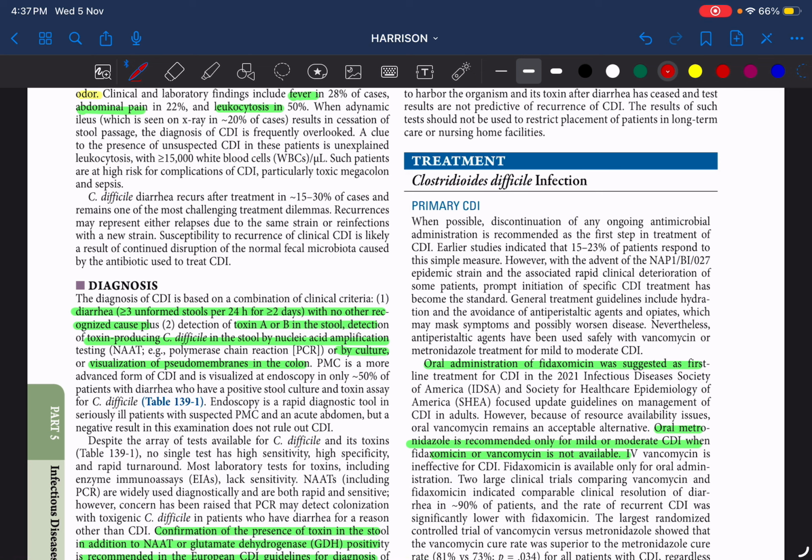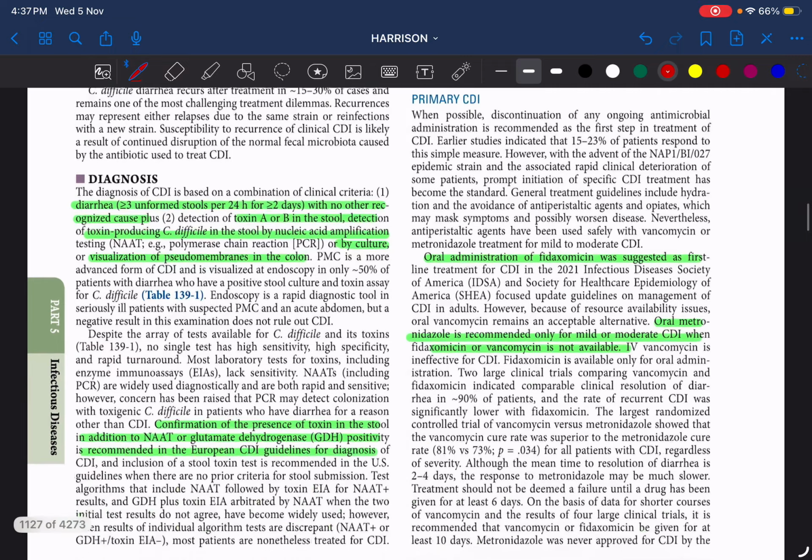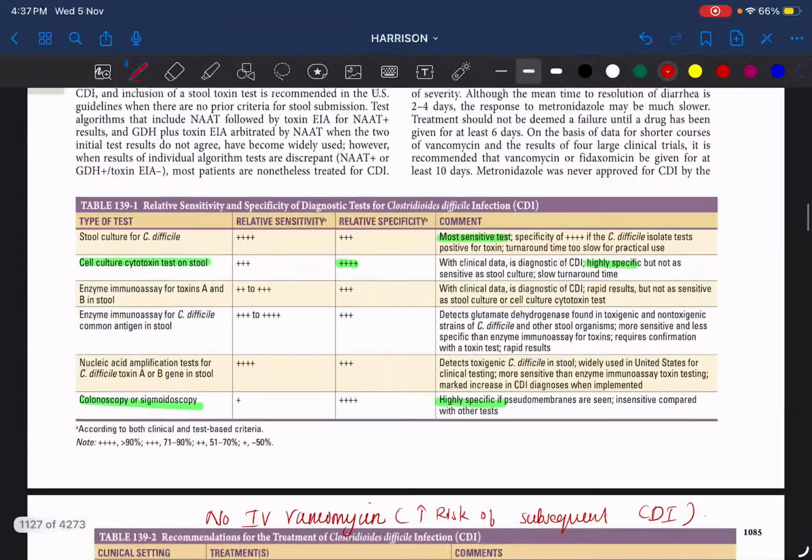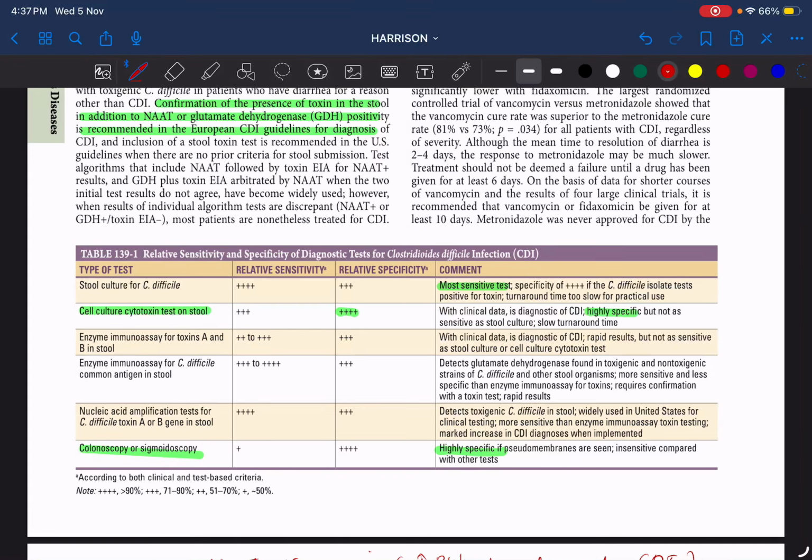So remember, number one, diarrhea with no other cause. Number two, detection of the toxins either in the stool, or by nucleic acid amplification test, or PCR, or culture, or we have to visualize the pseudomembranes in the colon by colonoscopy. And remember, confirmation of the presence of toxin in the stool, in addition to the NAT, or another assay, that is glutamate dehydrogenase positivity, is recommended in the European CDI guidelines for diagnosis of Clostridium difficile infection. So this is a picture that shows, and this is a very commonly asked question, which is more sensitive, which is more specific.